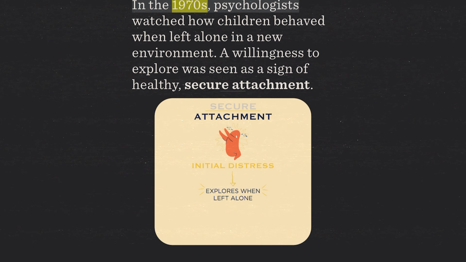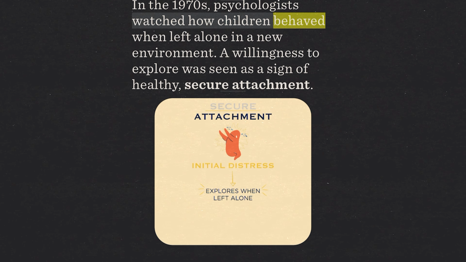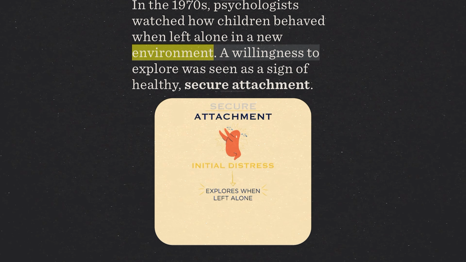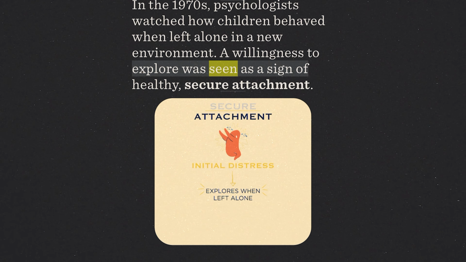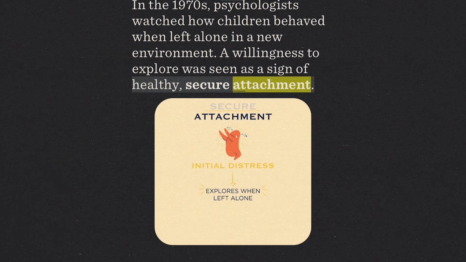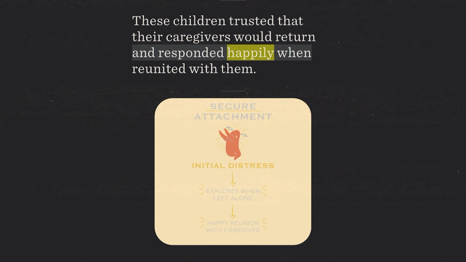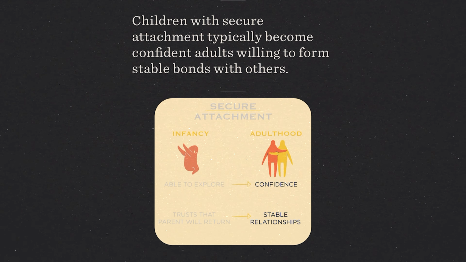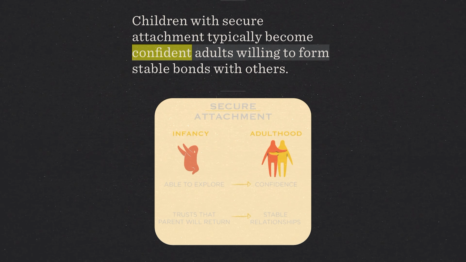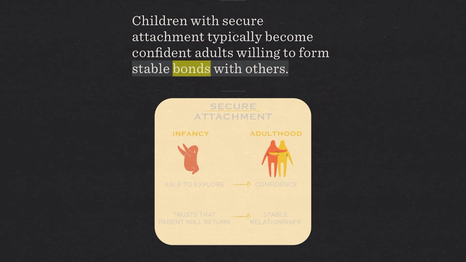In the 1970s, psychologists watched how children behaved when left alone in a new environment. A willingness to explore was seen as a sign of healthy, secure attachment. These children trusted that their caregivers would return and responded happily when reunited with them. Children with secure attachment typically become confident adults willing to form stable bonds with others.